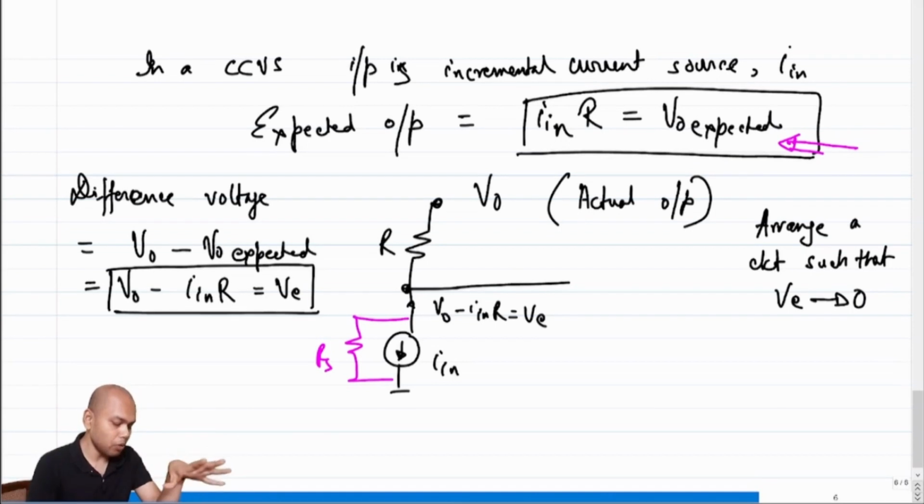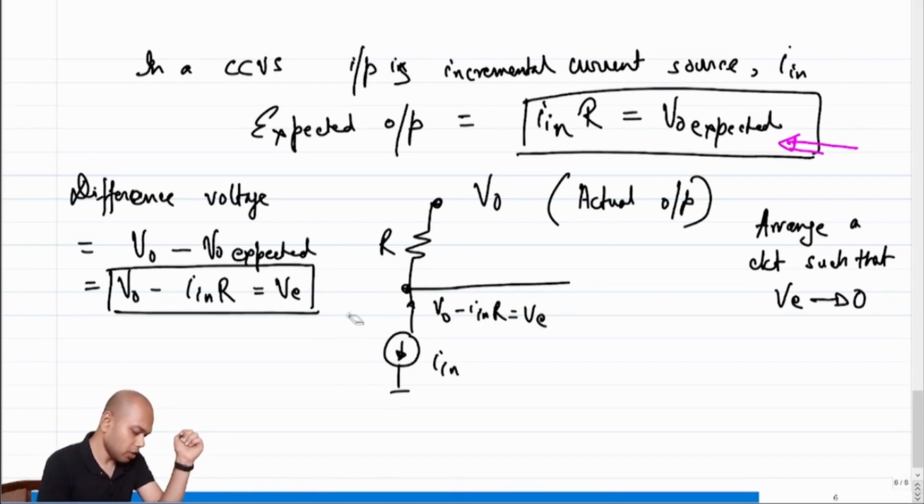If we just simply push I in into R, I will always get an output voltage which is equal to I in times R. But that's not the goal, because if we do that, then the output voltage is susceptible to the source resistance RS, and precisely we don't want that. That is why the input resistance has to be much less than RS, right? So we'll come back to this discussion shortly.